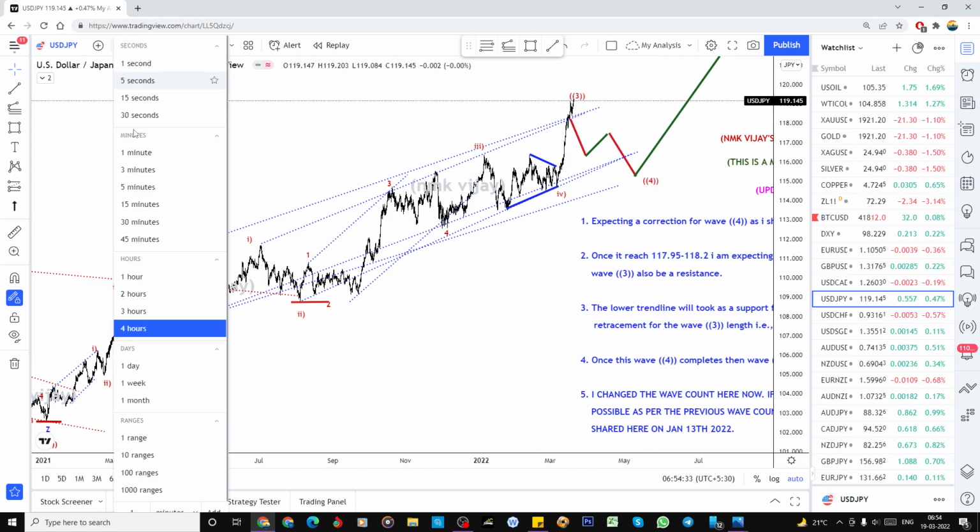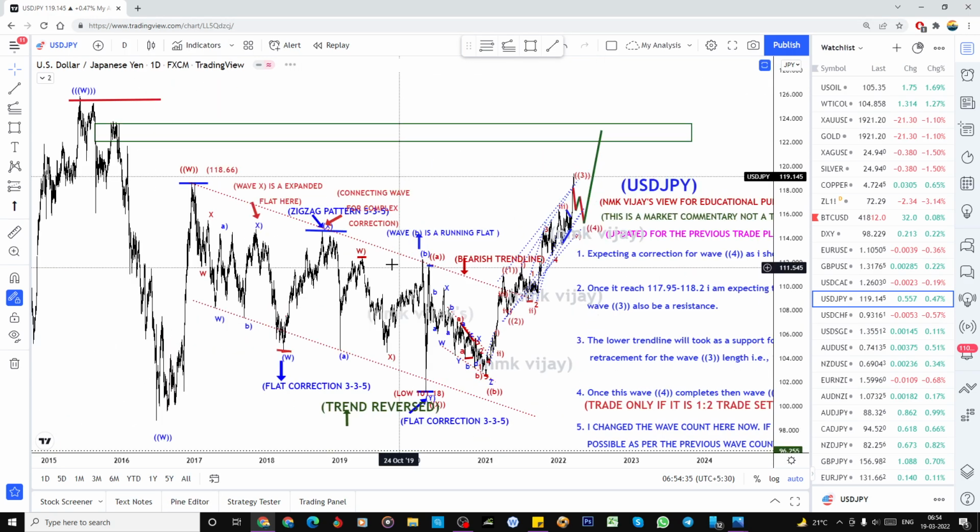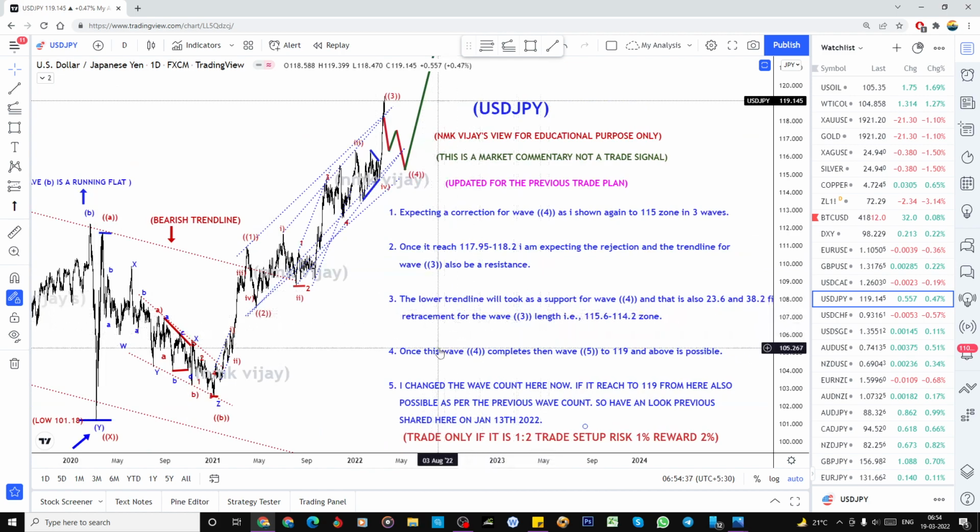So I have changed the wave count and I already presented that, but I have written this, right? I change the wave count if it reaches 190 from here also. Whenever, here I posted at 118.2, 118, I booked the profit and I exited all my positions, starting from 103.2, almost 1450 to 1480 pips. I booked the profit.